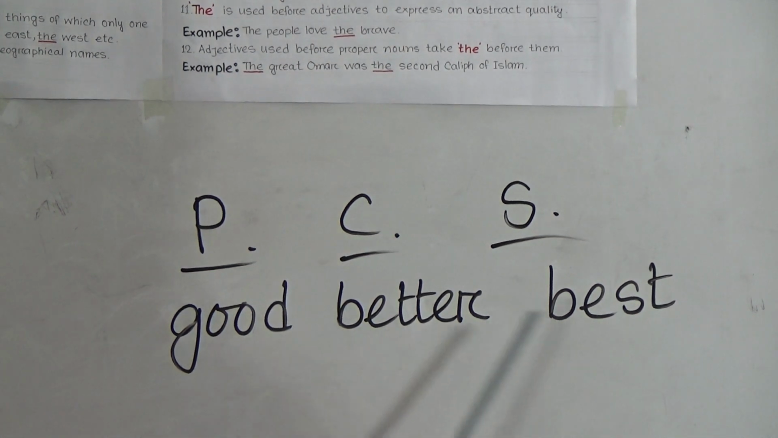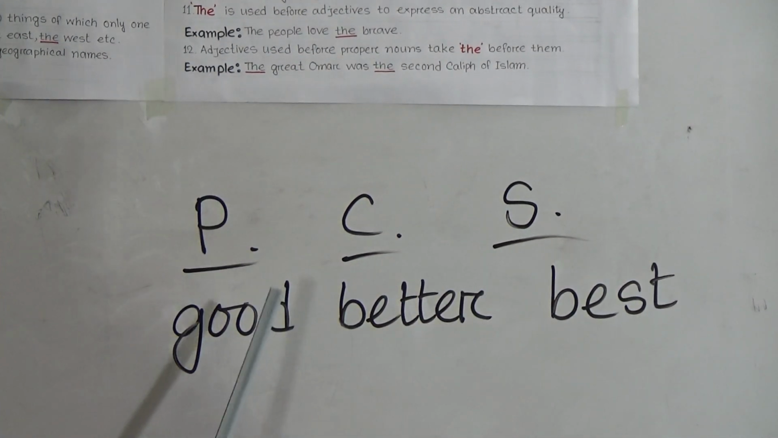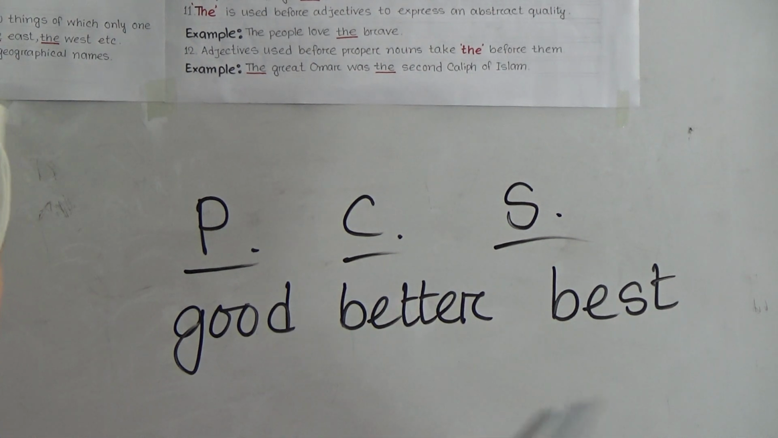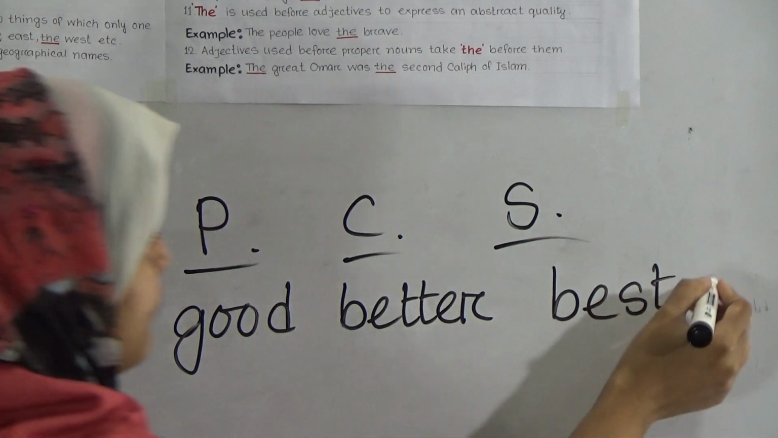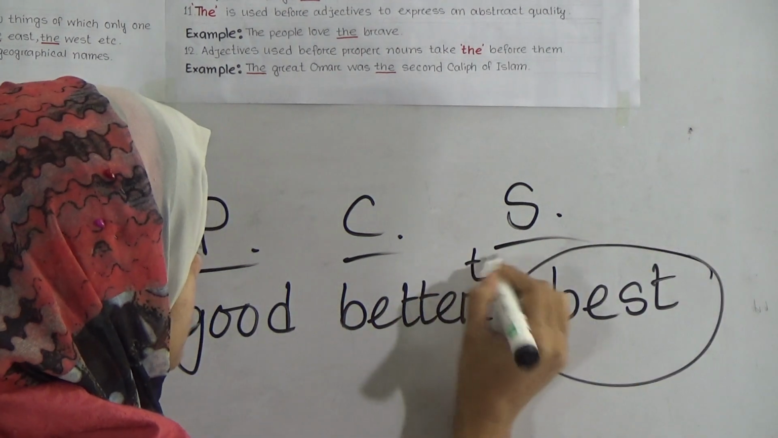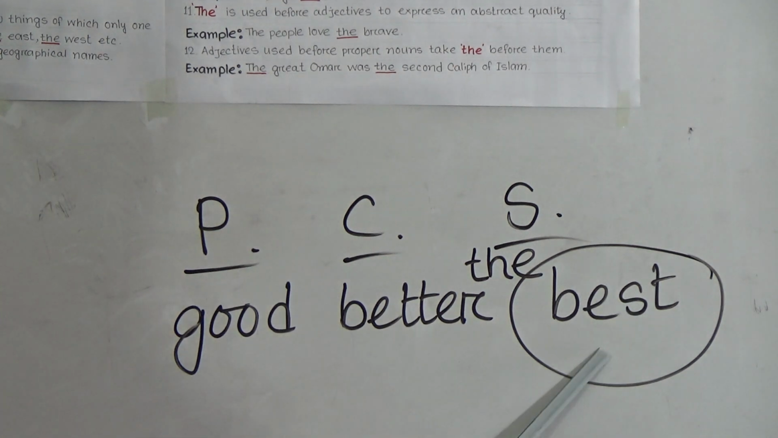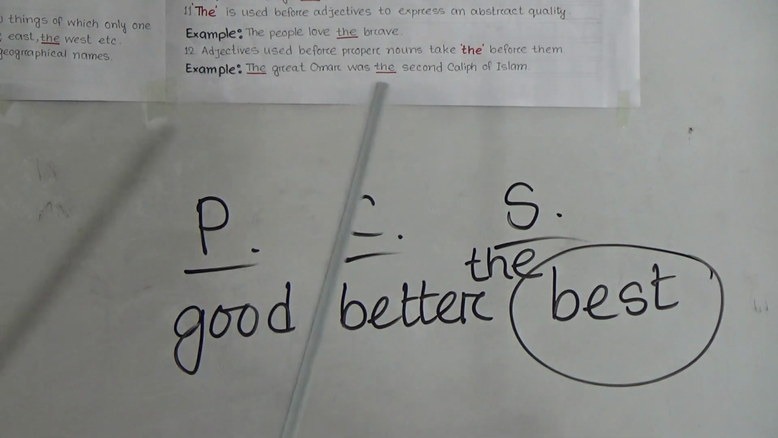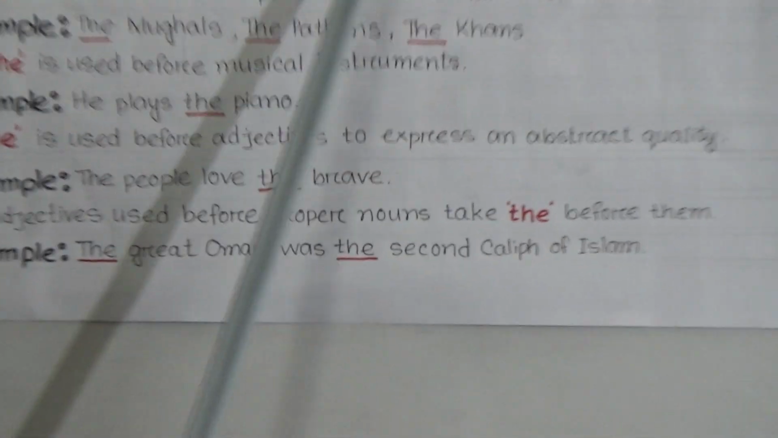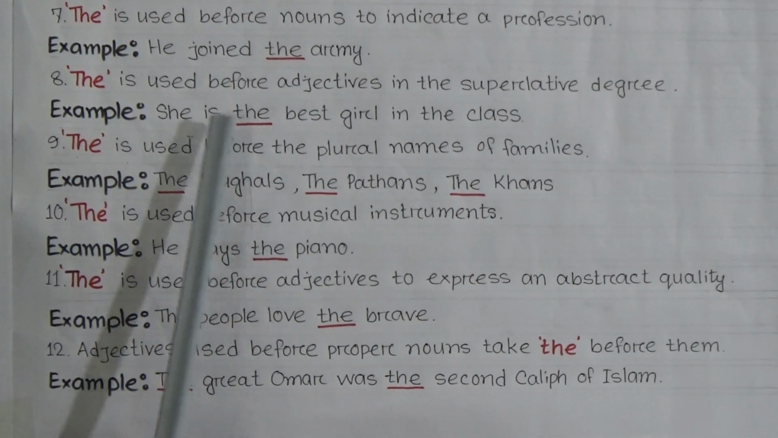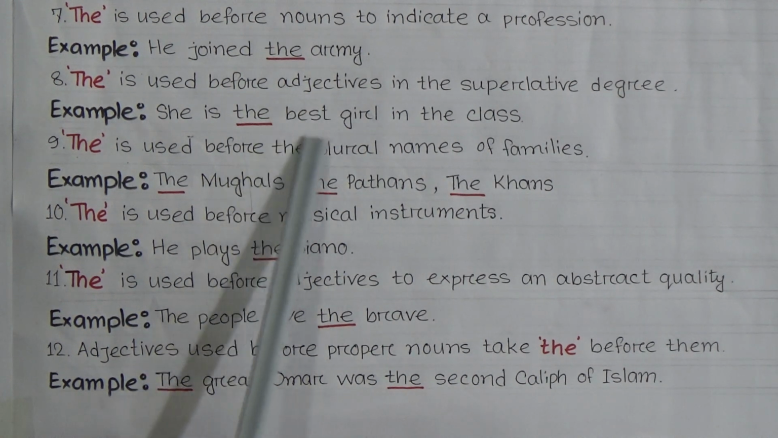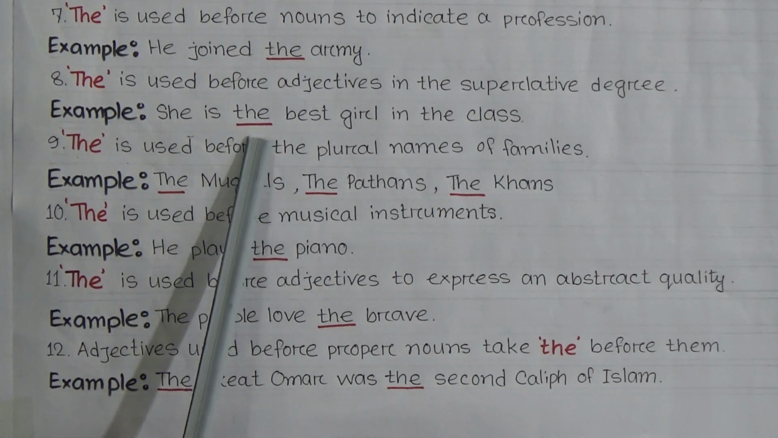If I say another word, what can we say? We can say large, larger, largest. Short, shorter, shortest. So here before the superlative degree we have to use the article the. Before an adjective, if it is in the superlative degree, we have to use the article the. She is the best girl in the class. So here the word best is superlative degree, and before the superlative degree we have used the article the.